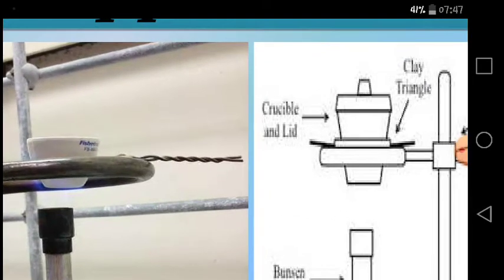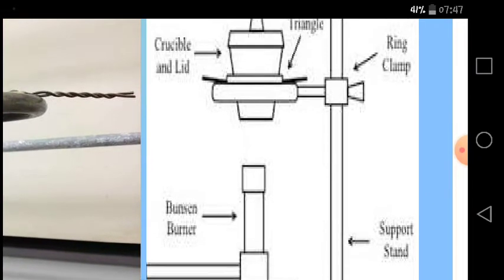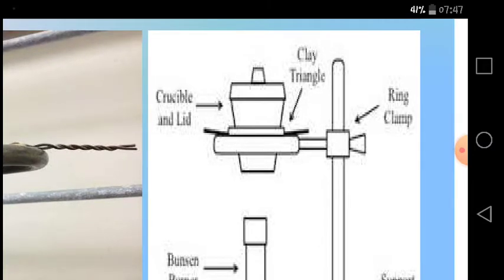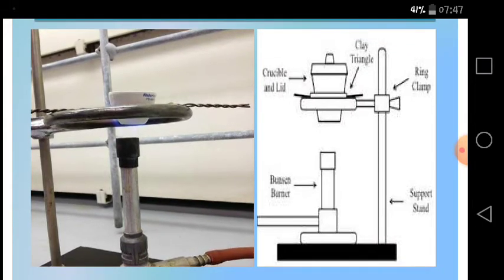This is the diagrammatic arrangement: the Bunsen burner, retort stand, ring clamp, and clay triangle to hold the crucible with the lid. And this is the laboratory arrangement. You can see the Bunsen burner, ring clamp and the crucible. And we are heating. You can see in this picture that the flame is blue. The blue flame gives maximum heat.